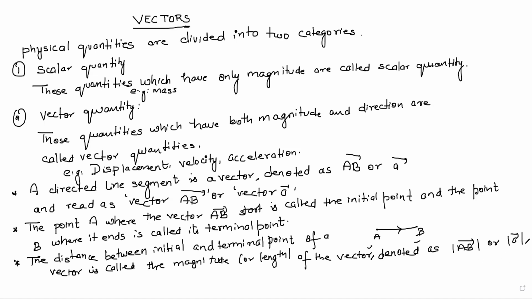Okay. This arrow indicates the direction of the vector. So we'll write this point also. The arrow indicates the direction of the vector. Please note that.